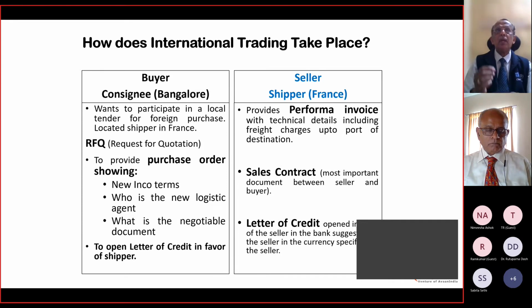Okay, understood? Now let me go a little further down so that there is no misunderstanding later on. In case there is constant communication or transactions taking place between the buyer in Bangalore and the seller in France, there may not be a sales contract at all. Please understand that. Email communications between the buyer and the seller will constitute the sales contract. So that is why, when you communicate with your seller, you have to use professional terminologies which are accepted in the industry. No conversational language. Everything has to be internationally accepted trading terms. You have to use it.